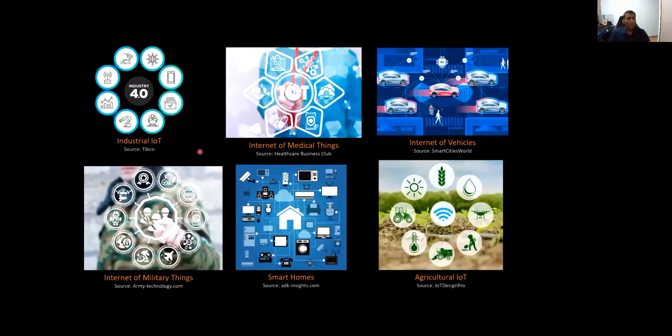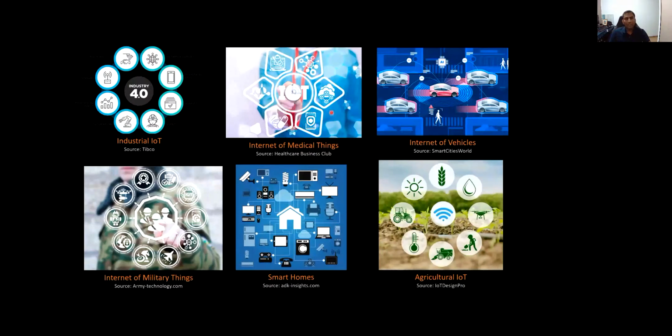IoT has penetrated many application areas over the last decade, especially. You have industrial IoT, and most of you would have heard the name Industry 4.0. It's mostly about transforming the industrial or manufacturing domain using IoT. Then you have the Internet of Medical Things. I'm going to give you examples of some of these in a moment. Over here, I just wanted to give you a brief idea that it's penetrated in many domains.